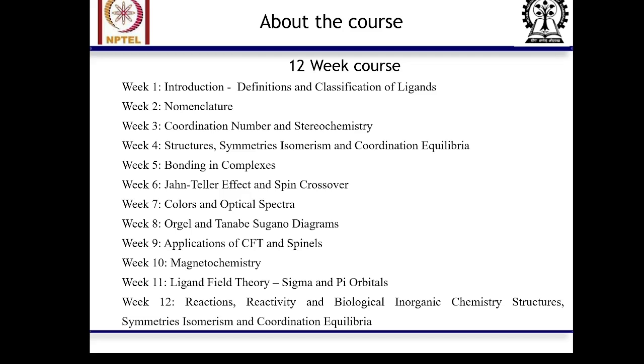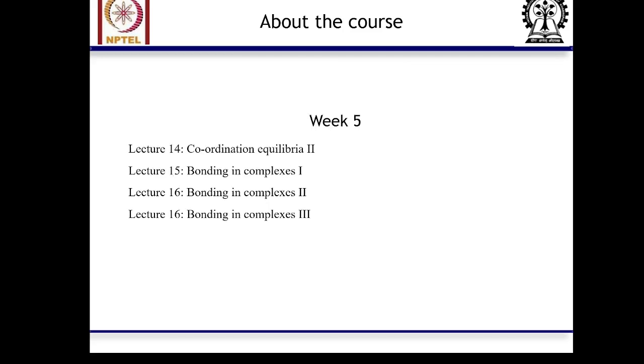In week number 4, we discussed and solved problems based on structure, symmetry, isomerism, and coordination equilibrium. Here we saw what types of structural isomerism are possible, and optical isomerism, and we went a little bit into coordination equilibrium. Then in week 5 we go into the bonding in the complex. So this week I will do.